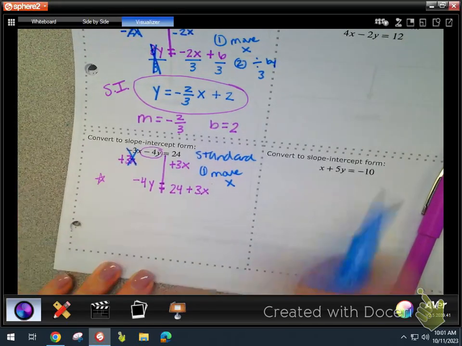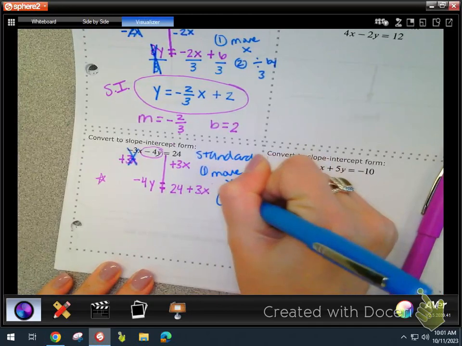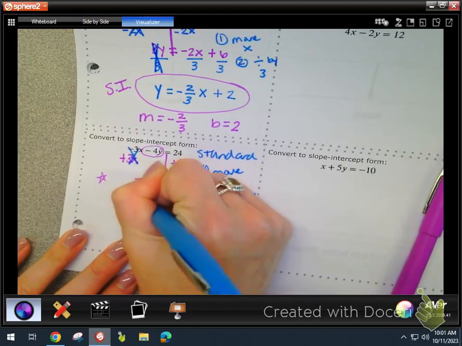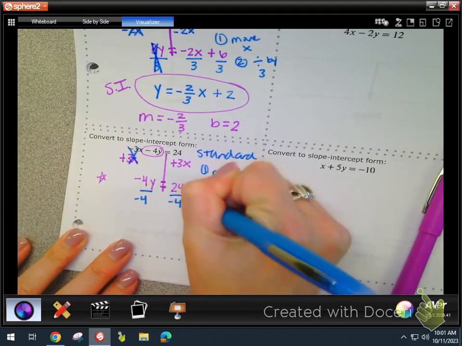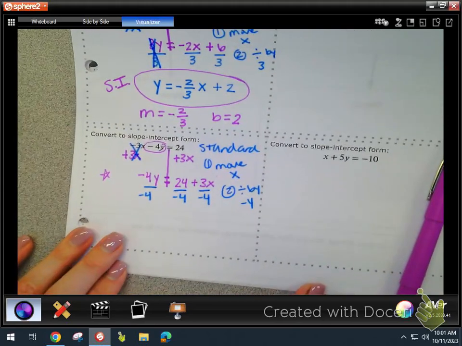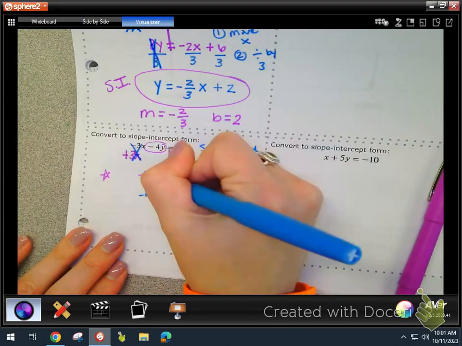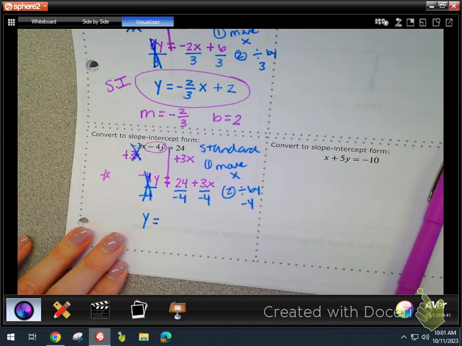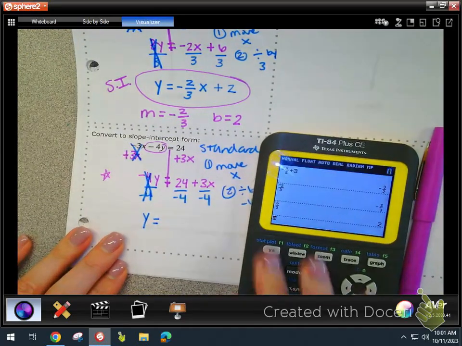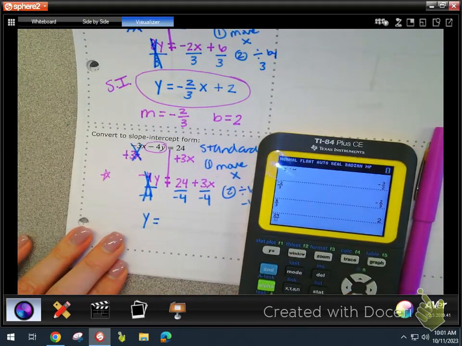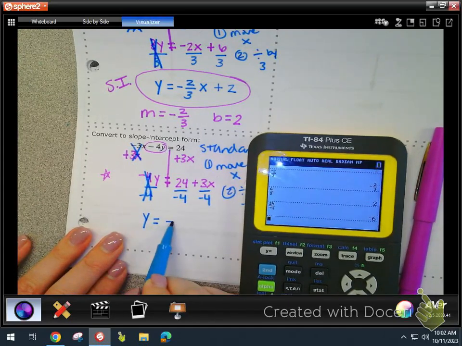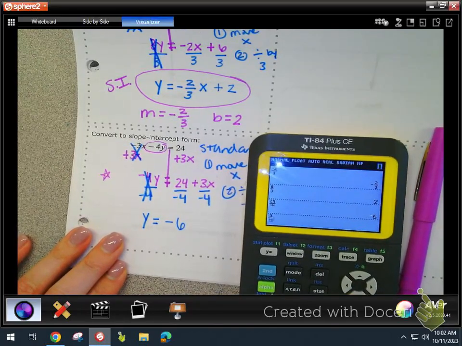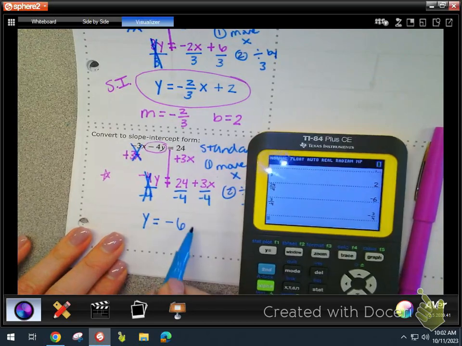All right, so now what's step number 2? We've moved x. Step number 2 is to divide by, what kind of 4? Negative. Everything divides. So divide by negative 4. And again, I can still keep it in that same order. Still negative y equals it. 24 over negative 4 is negative 6. And then I want to do 3 over negative 4. Stays the same.